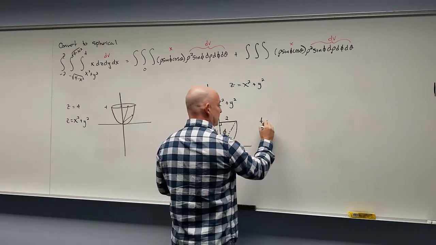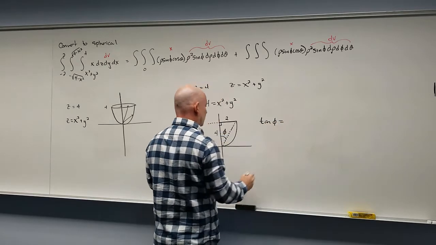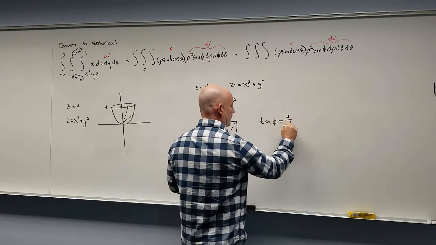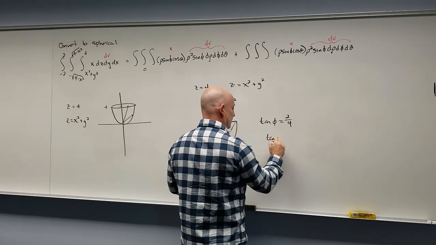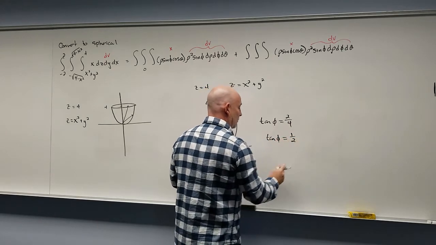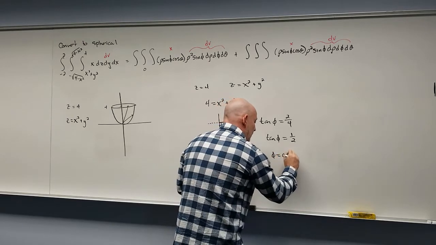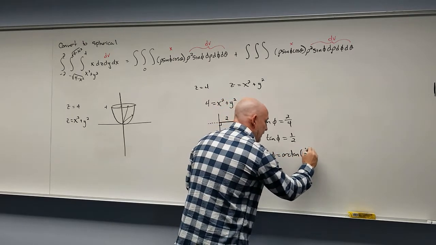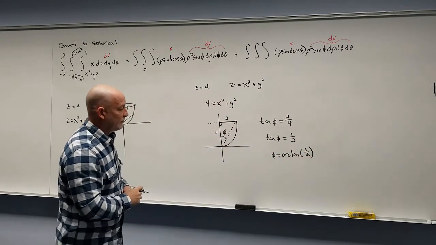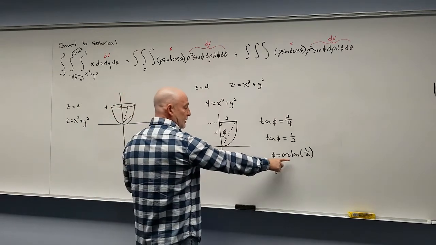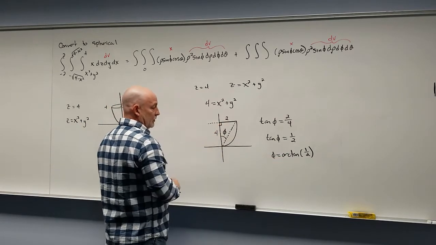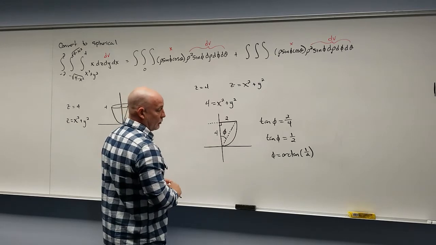So we can see that the tangent of that angle is 2 over 4, or the tangent of phi is 1/2. So phi is equal to the arc tangent of 1/2. Now I don't know what the arc tangent of 1/2 is off the top of my head, but I know that this is going to give me a positive answer because that's going to be in our first quadrant, so that will work.